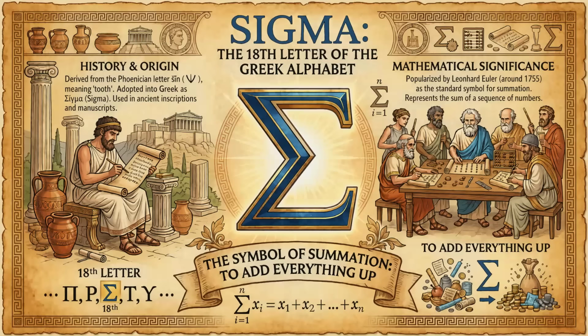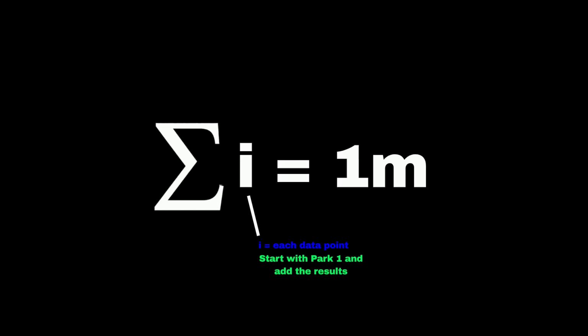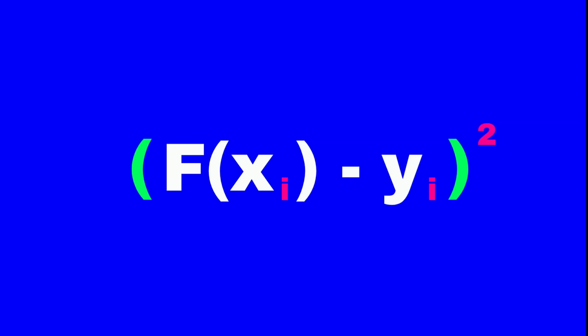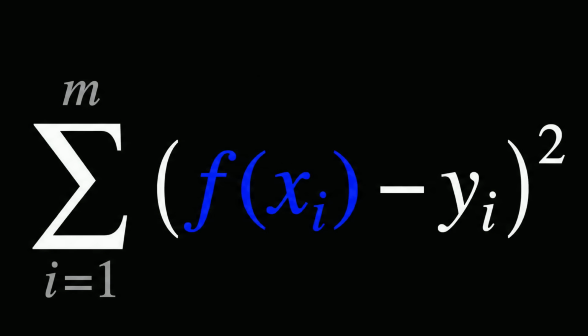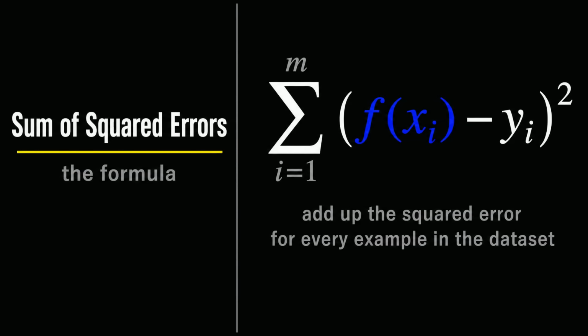Next, let's talk about this funny little symbol here. It kind of looks like an E. This symbol is called the sigma symbol. Sigma with i equals 1 to m means add this expression as i goes from 1 to m. Here's the expression: f of xi minus yi, squared. So it'll be the sigma, which looks like the E, with the m on top and i equals 1 at the bottom. Then you'll have the formula we've been talking about, f of xi minus yi squared, which means add up all the squared errors for every example in the dataset.